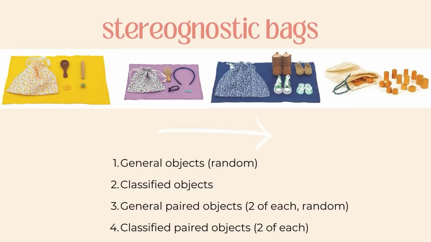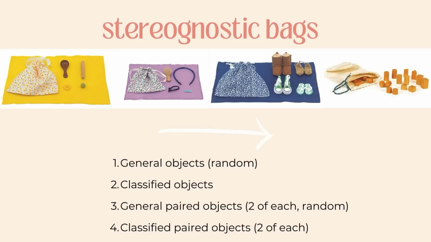Before you even saw it, you could feel what this object was. And this is such a fun material for the toddlers to work with because their interest in language is increasing very rapidly, as well as the refinement of their tactile sense with their use of their hands. So we have 4 kinds of these stereognostic bags. The first is a general bag of random objects, stereognostic objects. The next one is a bag of classified objects, so all of those things that belong together, but they're still stereognostic. And then we have the pairing bags.